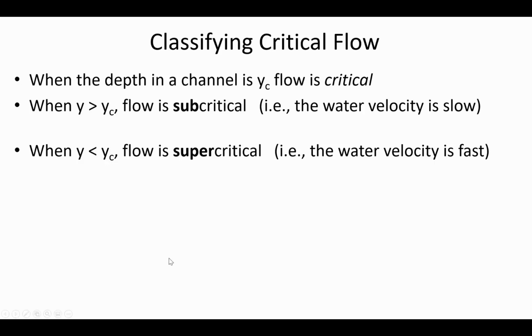If the depth is more than the critical depth, then we call that subcritical flow. And if the depth is less than the critical depth, that's supercritical flow. And that maybe is a little bit counterintuitive to you. But the sub and the super isn't so much referring to the magnitude of the depth as it's referring to the velocity effects. When you have a low depth, the water velocity is fast, and so that's supercritical.